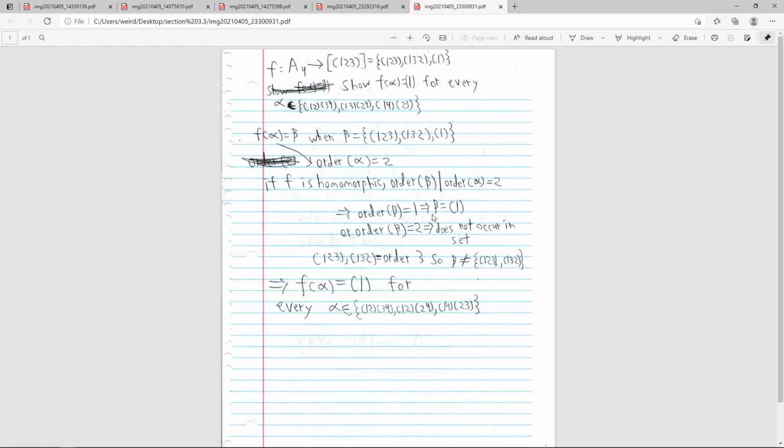Order 1 is just the identity. And order 2 does not occur in the set because (1 2 3) and (1 3 2) are of order 3, so beta is not equal to them in this case. So F of alpha equals 1, the identity, for every alpha equal to (1 2)(3 4), (1 3)(2 4), and (1 4)(2 3).